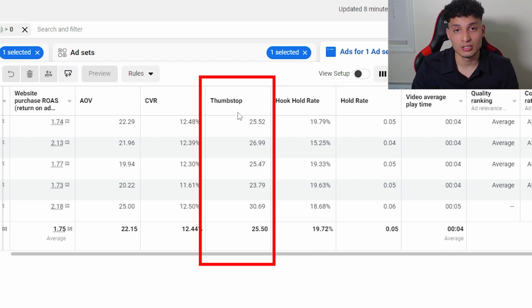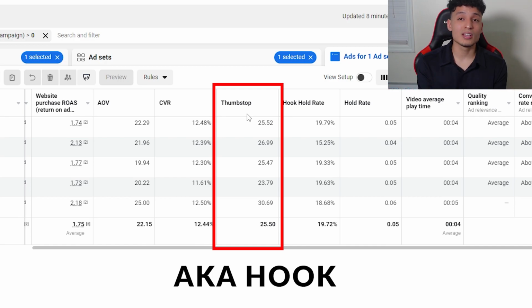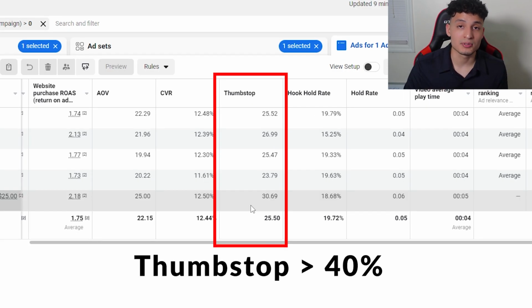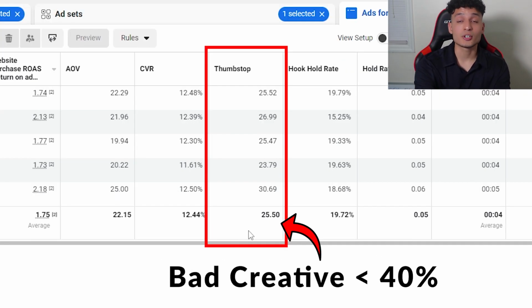Now your thumbstop metric measures how good of a job your creative is doing at grabbing your customer's attention, which in other words means how well is your hook performing. Now, if you're looking for a good benchmark to hit, you're gonna wanna see around a 40% thumbstop rate. As you can see, these creatives that I tested are failing at grabbing my customer's attention. This set of creatives is sitting at around an average of a 25% thumbstop rate, which is not good. And these creatives are not gonna be the ones that I push $1 million spend on.